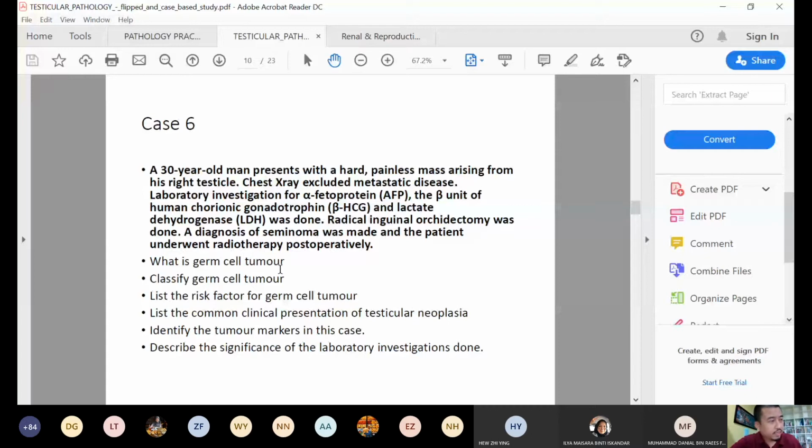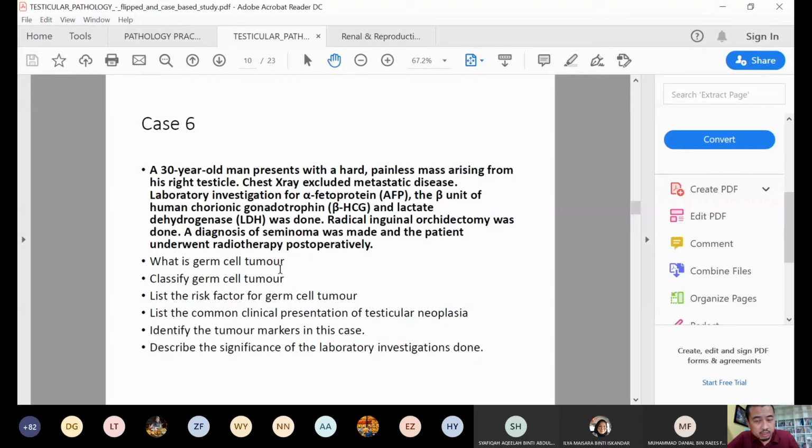The other risk factors: testicular dysgenesis syndrome, where you have Klinefelter syndrome, testicular feminization, androgen insensitivity syndrome. And then genetics, isochromosome 12. So these are the risk factors for germ cell tumors. The more important one is cryptorchidism, because it increases the risk of germ cell tumors.